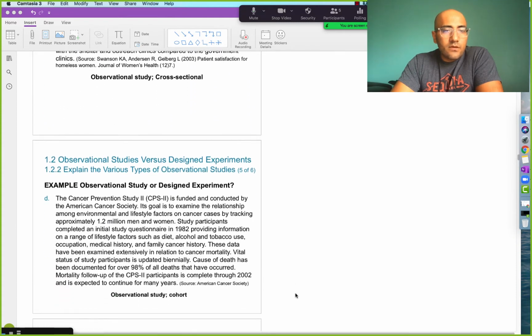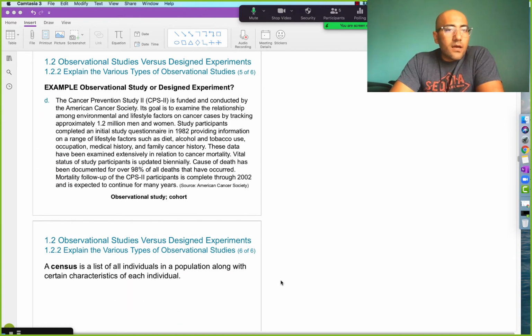Good. Another example. The Cancer Prevention Study 2 is funded and conducted by the American Cancer Society. Its goal is to examine the relationship among environmental and lifestyle factors on cancer cases by tracking approximately 1.2 million men and women. Study participants completed an initial questionnaire in 1982, providing information on a range of lifestyle factors such as diet, alcohol and tobacco use, occupation, medical history, and family cancer history. These data have been examined extensively in relation to cancer mortality.